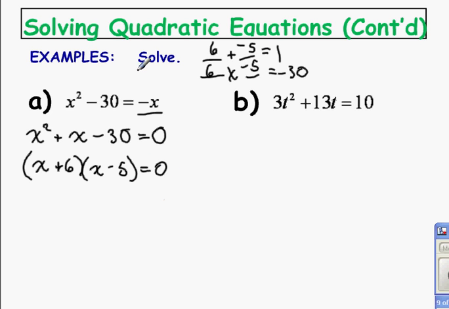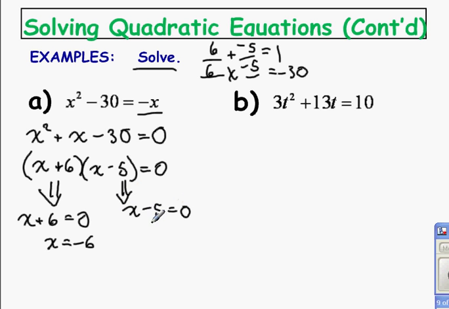And then because the question says solve, we have to actually solve for x. So we take each bracket, set it equal to 0, and isolate x. So in this case, x is negative 6, and x is also positive 5. Okay, so we have two answers. So our two x values are negative 6 and positive 5.